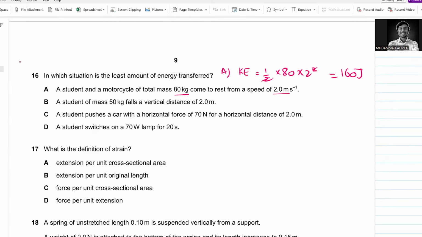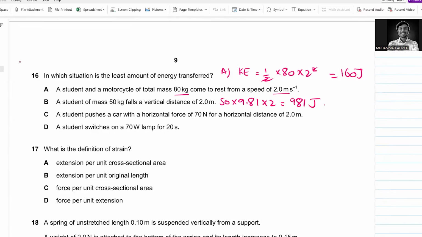A student of 50 kg falls a vertical distance of 2 meters. Can you calculate the gravitational potential energy? 50 into 9.81 into 2. निकालो जरा क्या आता है. 50 into 9.81 into 2. This comes out to be 981 joules.